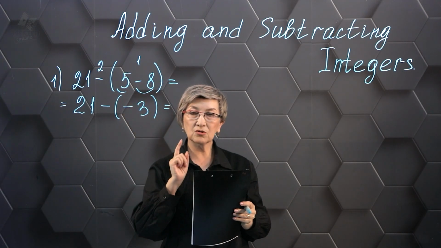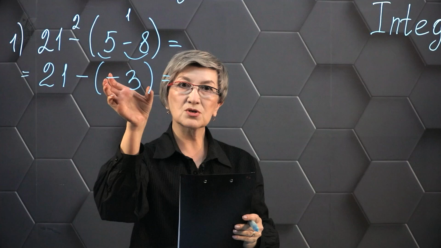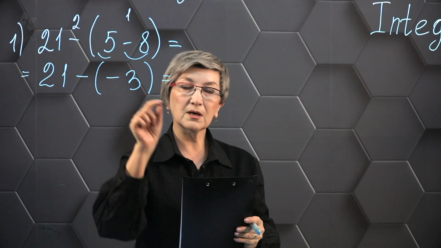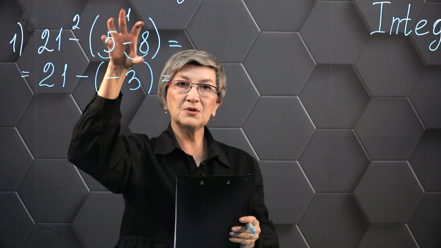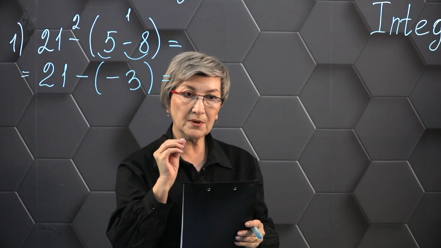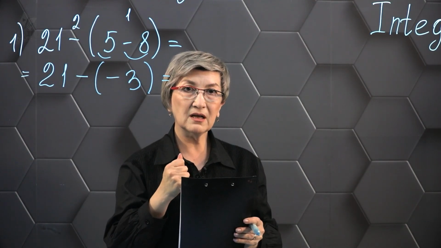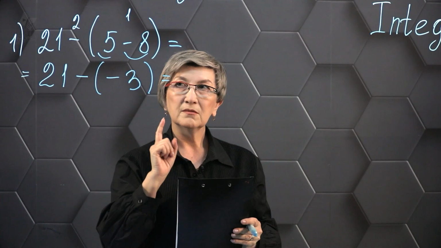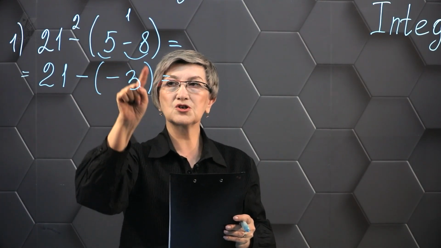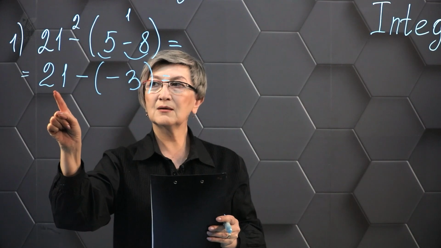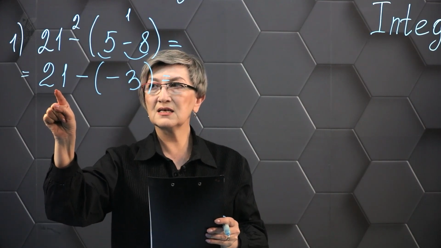Notice that I put the number minus 3 in parentheses. This is very important because if you don't write the negative number in parentheses, you will get the wrong answer. So what do we have? 5 minus 8 is the number minus 3, and then we need 21 minus minus 3.